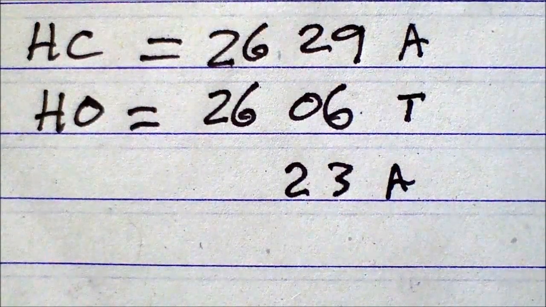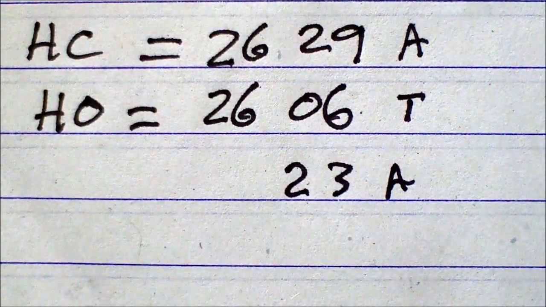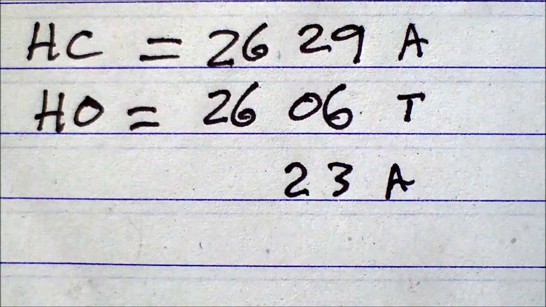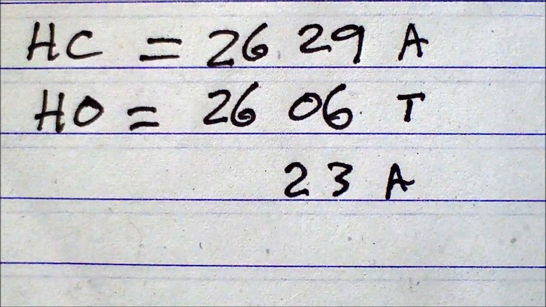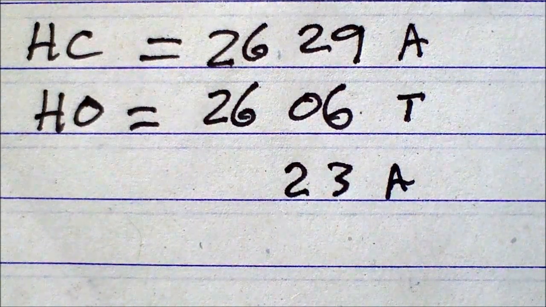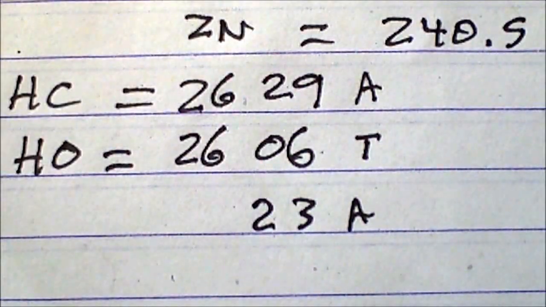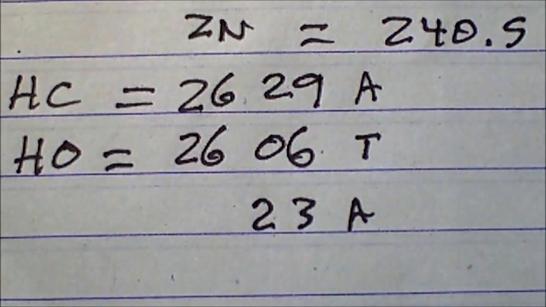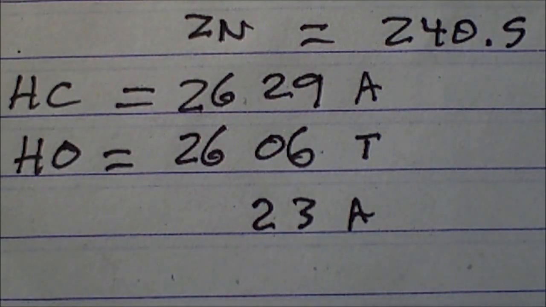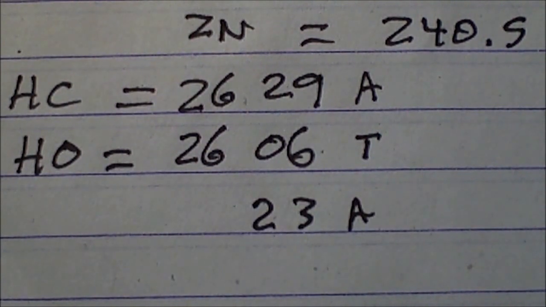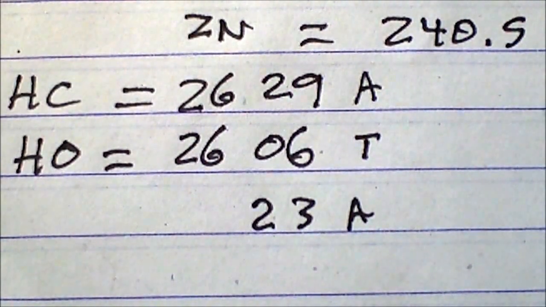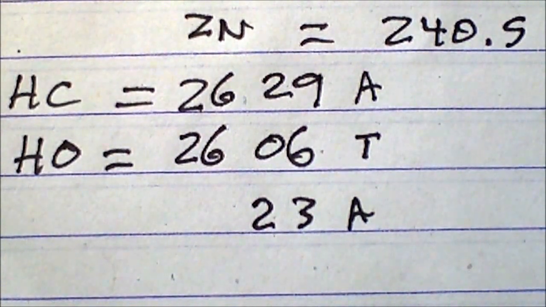Now we take HC and HO, and we subtract the smaller from the larger. In this case, HC is larger, and that gives us a result of 23 minutes. Now we're going to plot our line of position crossing our azimuth at some point, but where do we plot it? Well, that's where the difference between HC and HO comes in handy. And we've determined that that difference is 23 minutes, which is about 23 nautical miles.